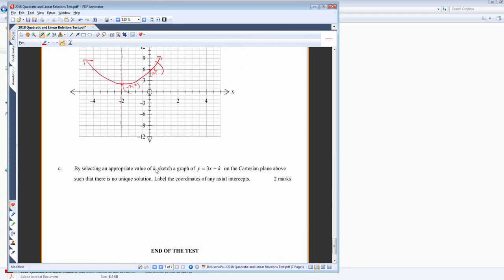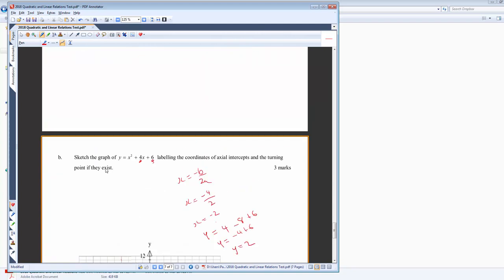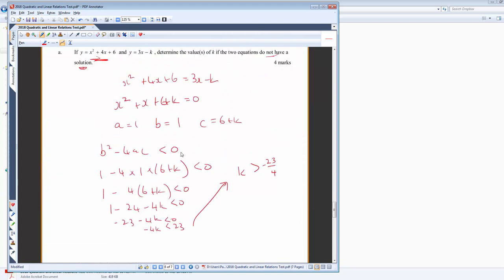Okay, the last one. By selecting an appropriate value of k, sketch the graph of y equals 3x take k on the Cartesian plane above, such that there's no unique solution. So that actually relates to what I found out here. No unique solution is found by doing any value of k larger than -23 on 4. So the logical one is, well, what's a value of k larger than that? Well, 0. But I could try 1, 2, 3, 4. There's heaps of different answers here. -2, that would have been fine. But the easiest one to sketch would be one that runs through the origin.